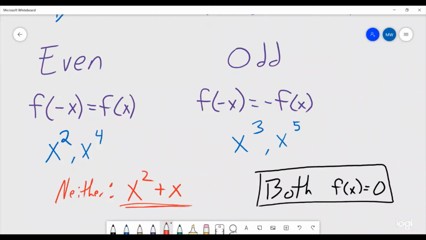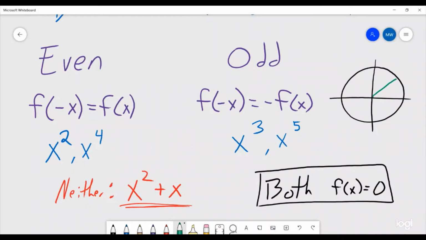So that's just something to keep in mind. Some other functions that are even and odd that you might come across are sine and cosine. If you can't figure out which one's which, we can go back to the unit circle and try and figure out which one is going to be even and which one's going to be odd. So sine measures the y value.